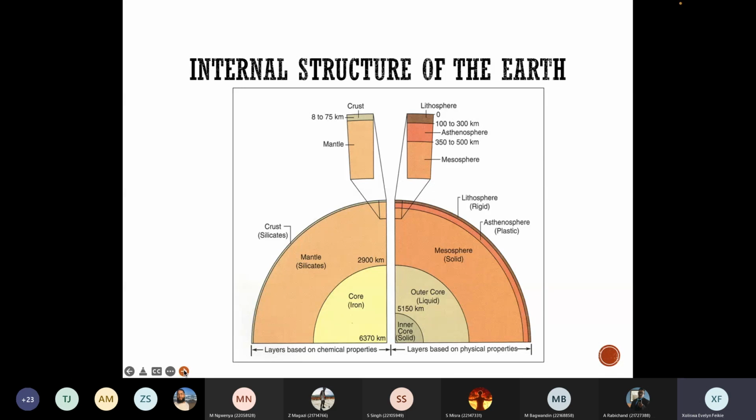But in most cases, when we deal with this, we'll just focus on the layers of the Earth based on chemical properties. That's where we have the core, the mantle, and the crust. Please take note that everything that we build is on the crust. When you look at that diagram, there is this small section where they tell you that the crust is 8 to 75 kilometers in depth, right?